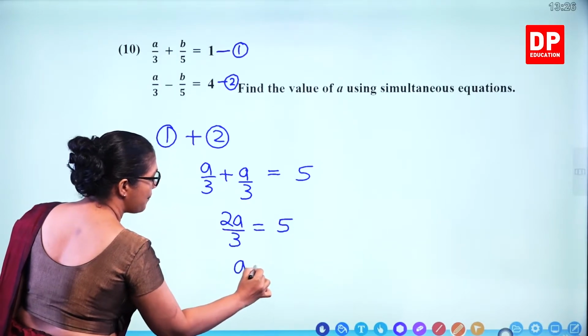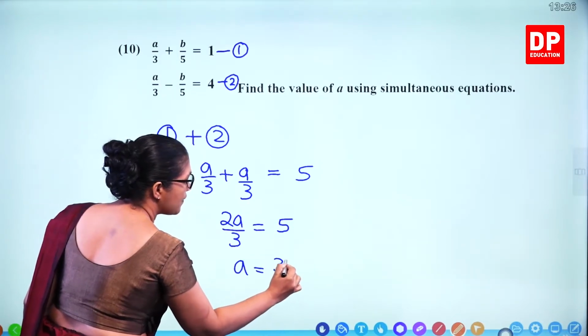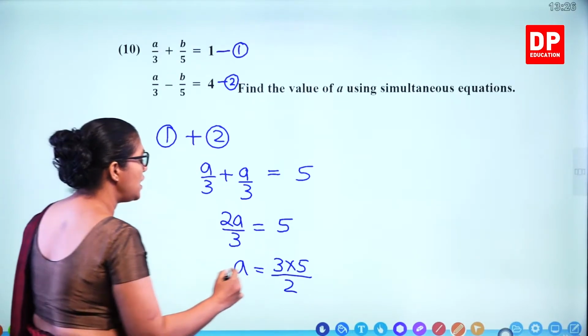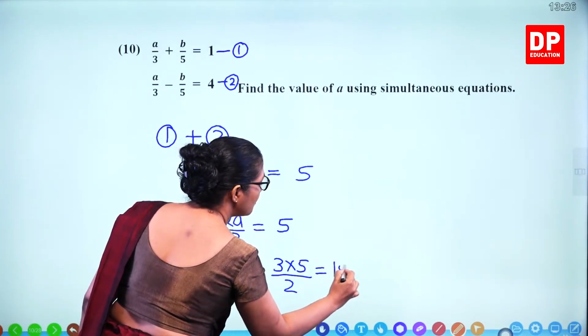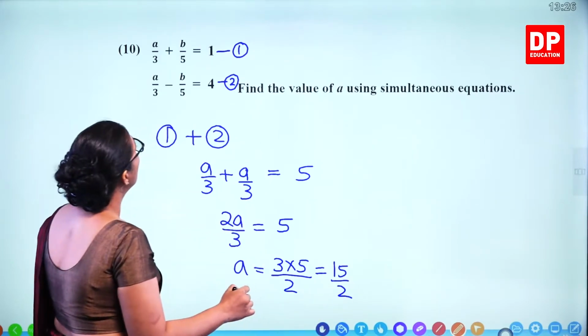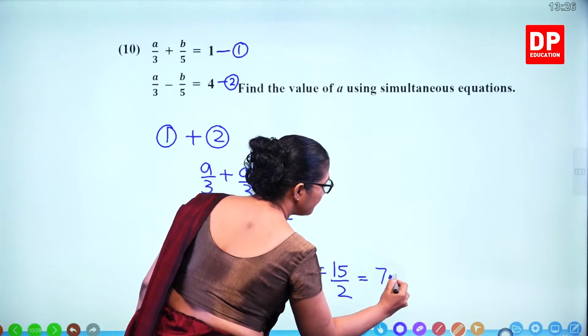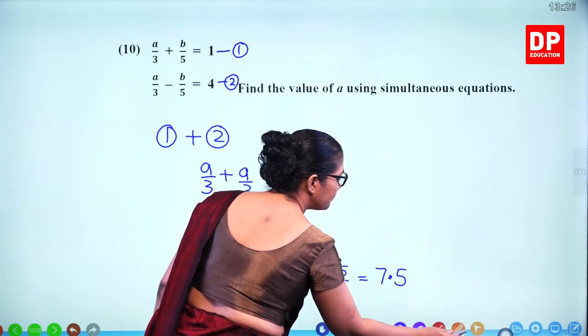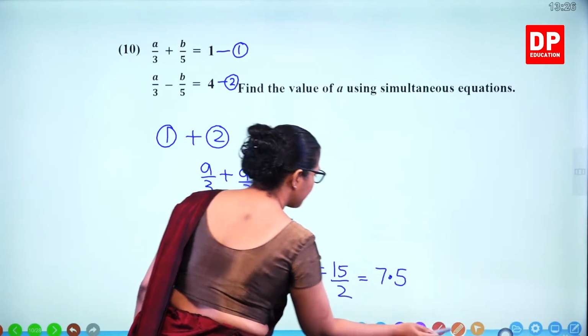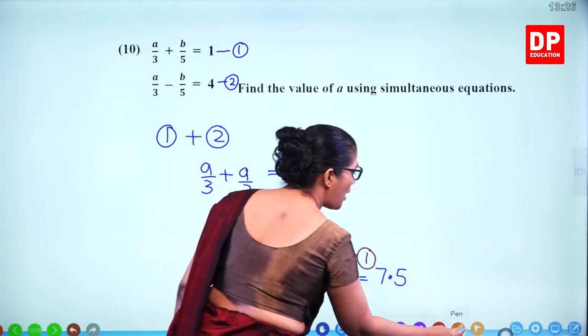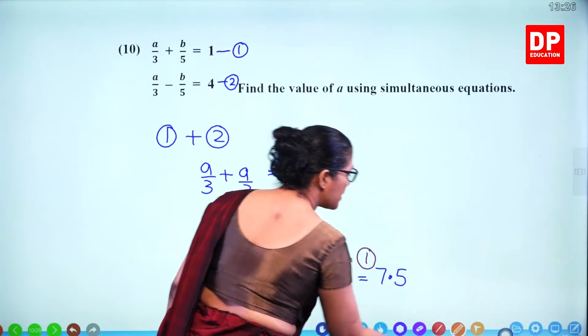So what's A? You multiply by 3, divide by 2. 15 divided by 2. Or you can write 7.5. So 2 marks. 1 mark for the accuracy and 1 mark for the method.